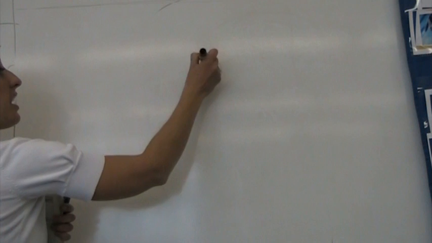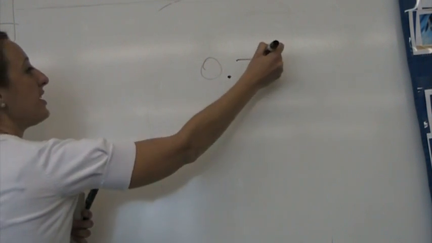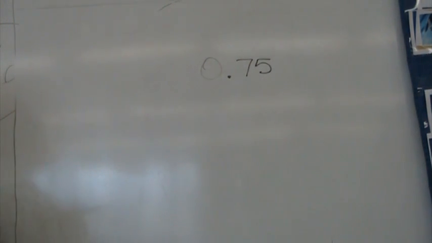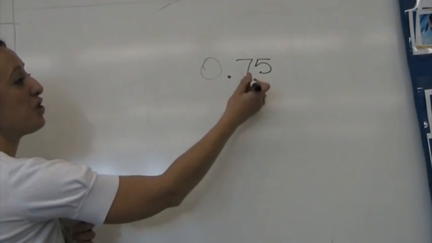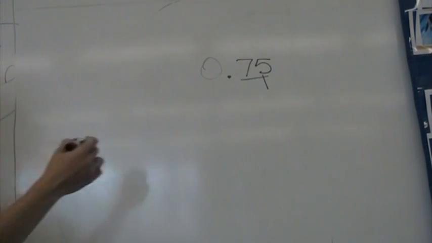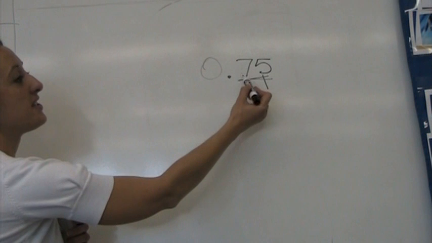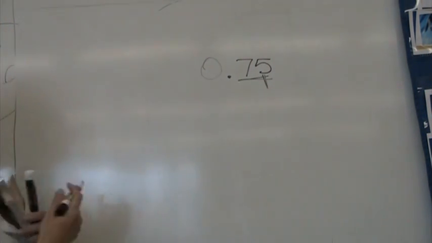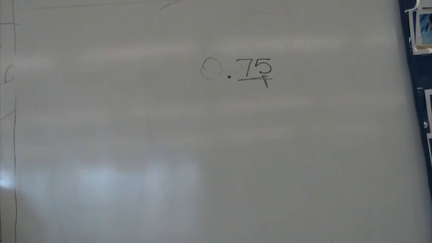Okay, looking at this question, it says how many centimeters are in 0.75 meters? This number, 0.75, is actually read 75 hundredths. You read the number and then you say the place value of the last digit. Hundredths is the last digit, so we'd say 75 hundredths.